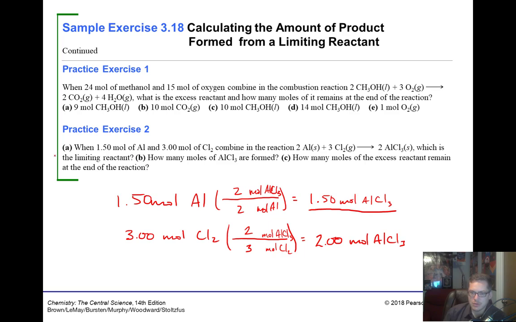So the limiting reactant is aluminum. How many moles of AlCl3 are formed? Well, it's going to form 1.50 moles of AlCl3. All right, so that answer is right there.